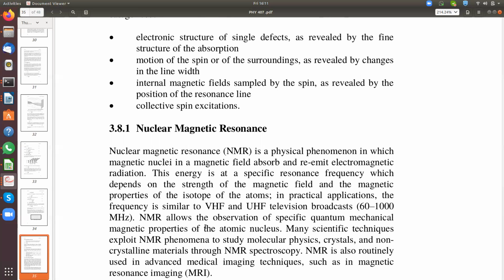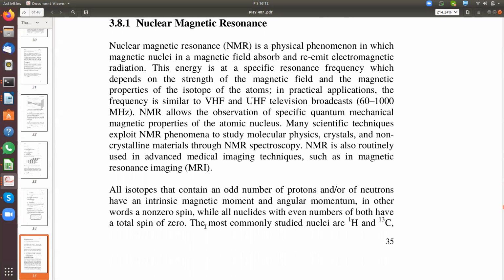So NMR allows the observation of specific quantum mechanical magnetic properties of the atomic nucleus. Many scientific techniques explore NMR phenomena to study molecular physics, crystals, and non-crystalline materials through NMR spectroscopy. NMR is also routinely used in advanced medical imaging techniques such as magnetic resonance imaging. All isotopes that contain an odd number of protons or neutrons have an intrinsic magnetic moment and angular momentum, in other words, a non-zero spin, while all nuclides with an even number of both have a total spin of zero.